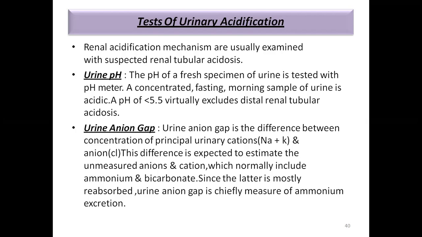But as bicarbonate is a negative ion, if it's getting excreted in the urine, the amount of anion will increase. If the amount of anion will increase, the difference between these two, that is cation and anion, will decrease, and that will give you an estimation that there is some acidification or malabsorption present in the tubules.